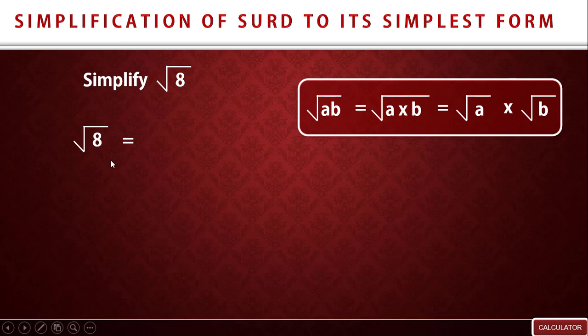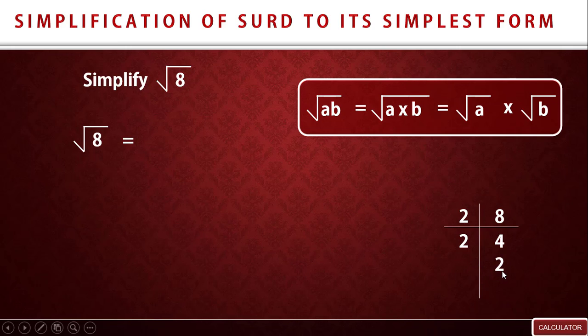So we need to break this 8. To break it, we're going to make use of short division for explanation's sake. So draw a line for short division, then place your 8 at the right hand side. Then let's see which smallest number apart from 1 can go in 8. That smallest number is 2. 2 can go in 8 4 times. So write the 4 down. Then check again, can 2 still go in 4? Yes, 2 can go in 4 to produce 2.